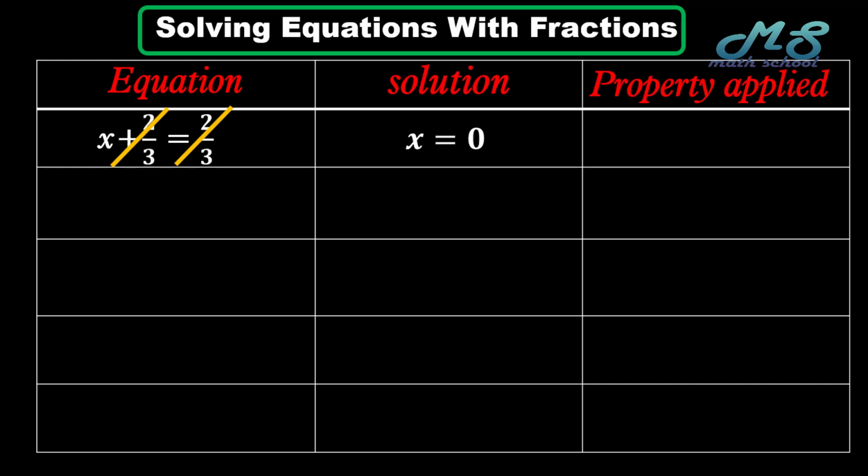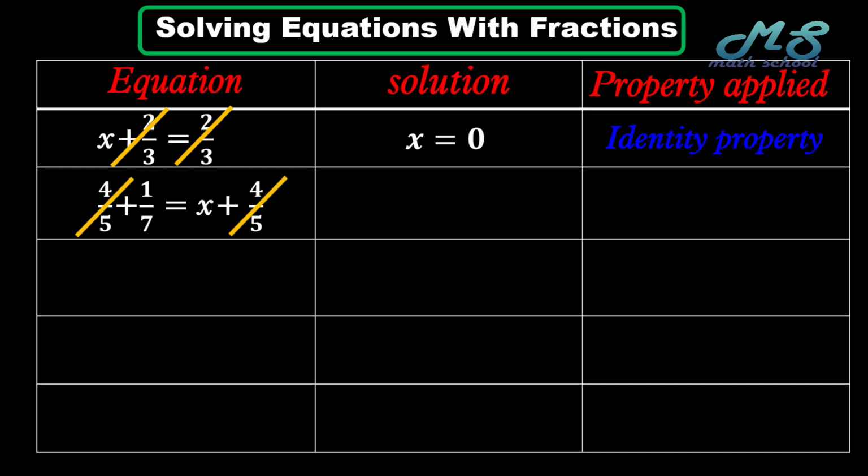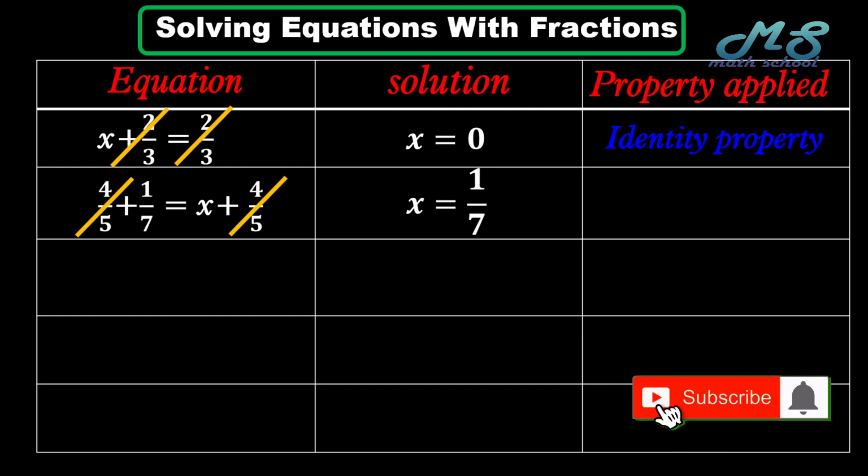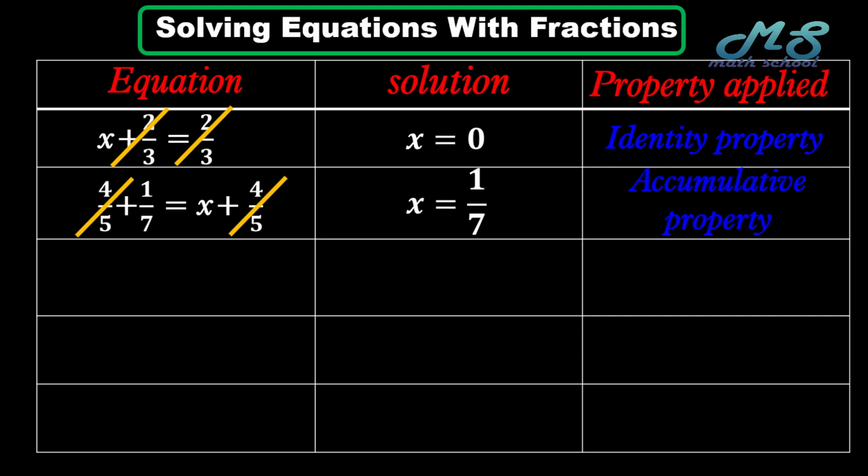What about the name of the property? The property is identity property. Next, guys, 4 over 5 plus 1 over 7 equals x plus 4 over 5. We can cancel 4 over 5 from both sides. Now x equals 1 over 7. What about the name of the property? The property is called a commutative property.